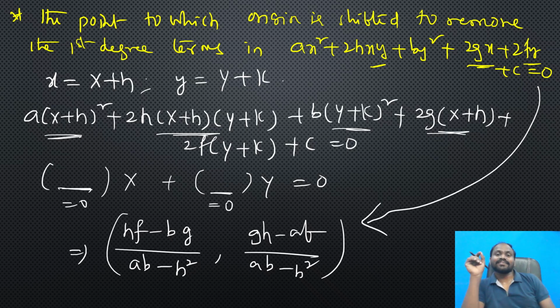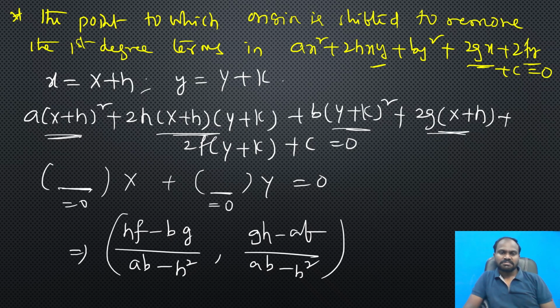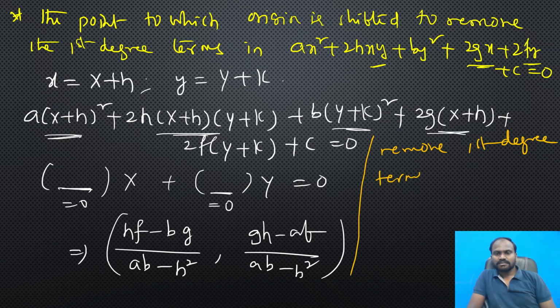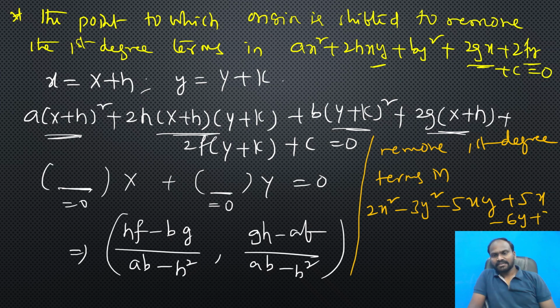And to eliminate the first degree terms in the given non-homogeneous equation, shift the origin to hf minus bg by ab minus h square, gh minus af by ab minus h square. Simple, that is the formula we have. There are questions on this, you can do it directly. For example, how will the question be given? I will write one question. Simply, remove first degree terms in 2x square minus 3y square minus 5xy plus 5x minus 6y plus 7 equals to 0.